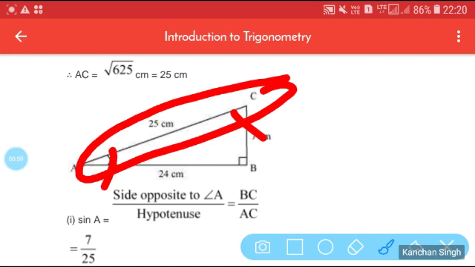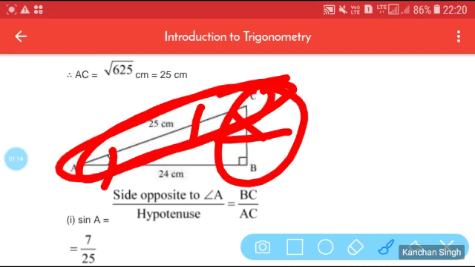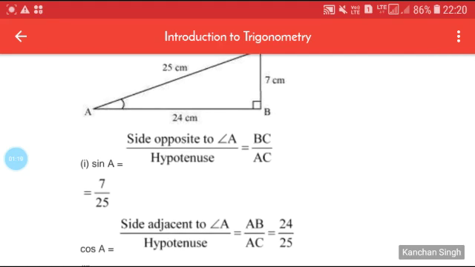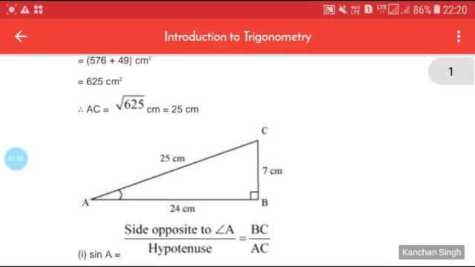Now see, to find sin A, let us just recall it. While writing sin A, it should be opposite side by hypotenuse. So opposite side BC is how much? 7, and hypotenuse is how much? 25. So sin A is 7 by 25. Similarly, cos A is adjacent side by hypotenuse. Our adjacent side is how much? 24, and hypotenuse is how much? 25 centimeters.